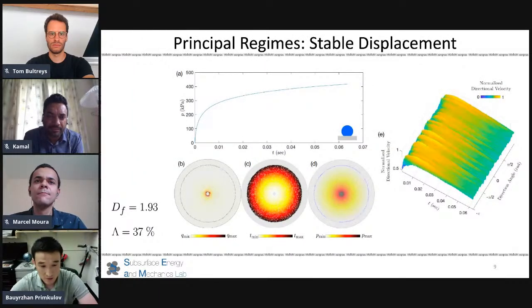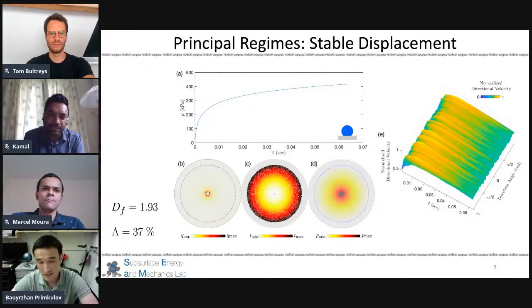So stable displacement happens when you inject more viscous fluid into porous media saturated with the less viscous fluid. So during the injection, the pressure at the injection port grows monotonically, so it increases. Then the patterns that you generate are very symmetric. In this case, it's a perfect circle that grows gradually. And then there are two key parameters that we watch out for. One is the fractal dimension. Fractal dimension describes the complexity of the shape. Here, fractal dimension is close to 2, which means it's a very compact shape.